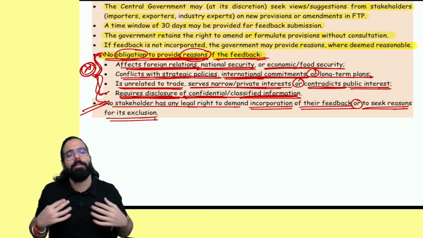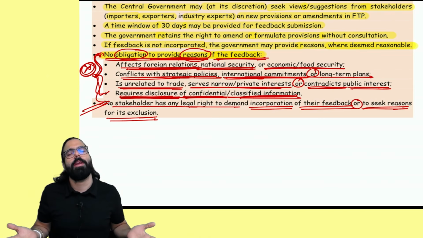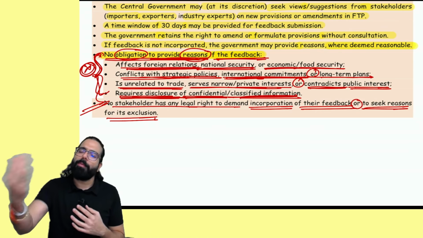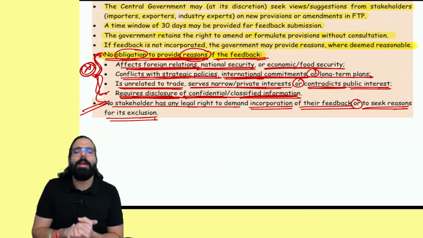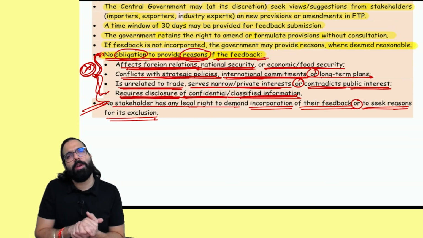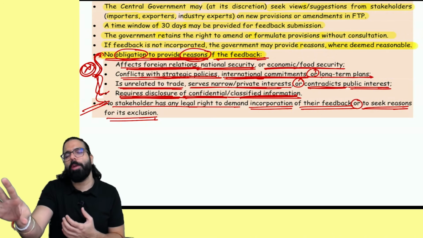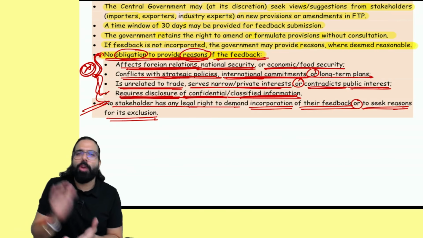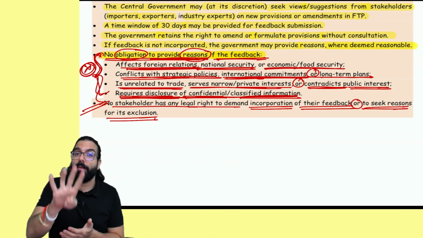Baba, simple: government, if it wants, can go ahead and ask feedback from the industry. If government is asking for the feedback, you are free to provide the feedback, but government is under its own wish. Government can include those feedbacks in the foreign trade policy and make amendments. And if government does not like it, government will not incorporate them and not include them in the foreign trade policy. But if government does not include them, government will give you the reason.